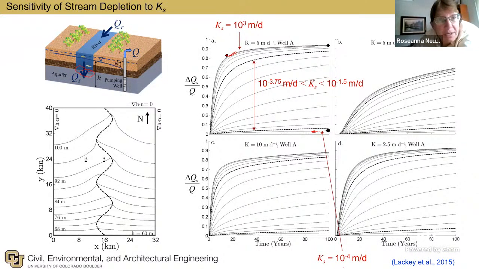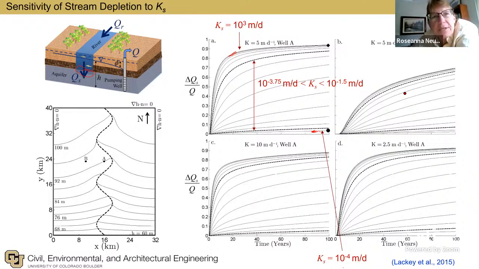If the stream bed hydraulic conductivity is very high, we'll get a lot of water from the stream bed because it's easy for the water to cross that stream bed to get into the aquifer. For the well farther away, well B, we get lower stream depletion because the well is farther away. I think that's relatively reasonable. What we're looking at in the bottom two plots is just a different hydraulic conductivity of the aquifer.